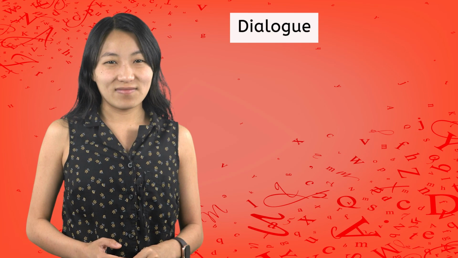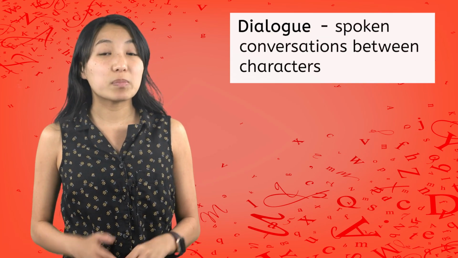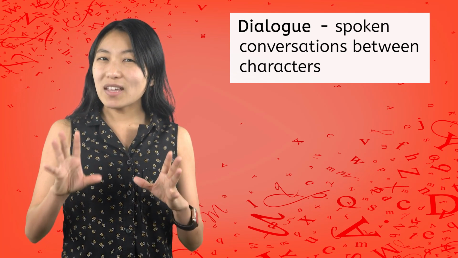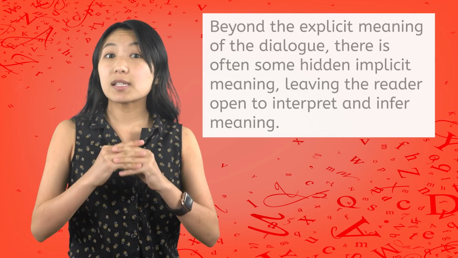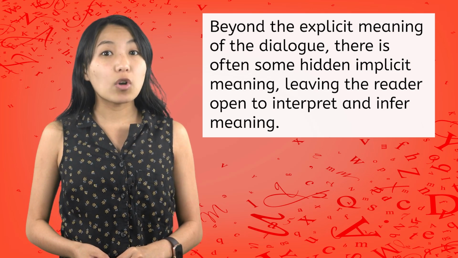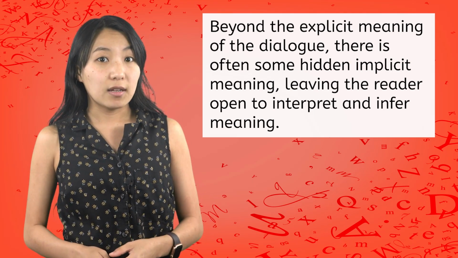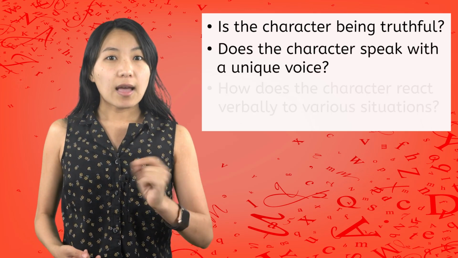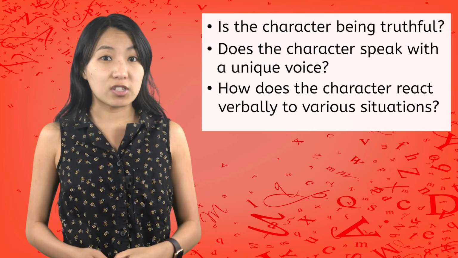Do you remember what dialogue is? Dialogue is spoken conversations between characters. This is another great method of characterization. It requires a bit more thought, though. Beyond the explicit meaning of the dialogue, there's often some hidden implicit meaning, leaving the reader open to interpret and infer meaning. When you're reading dialogue, ask questions like, is the character being truthful? Does the character speak with a unique voice? How does the character react verbally to various situations? Are you ready to hear some more of Mia's novel? Let's see what we can infer about Iron Flint.